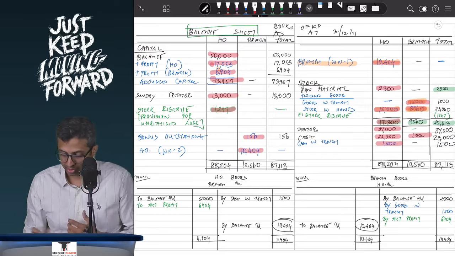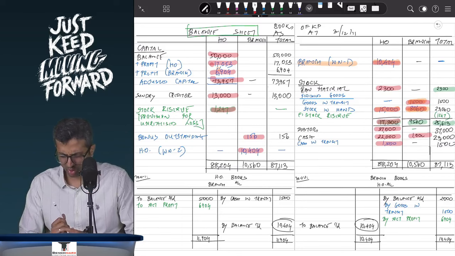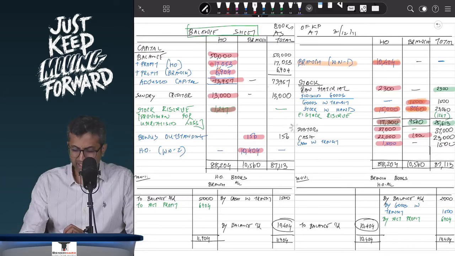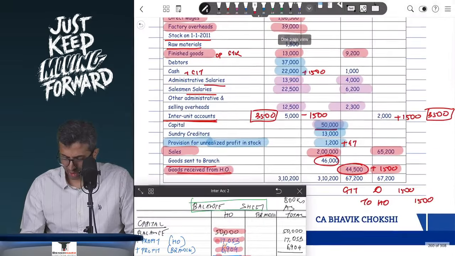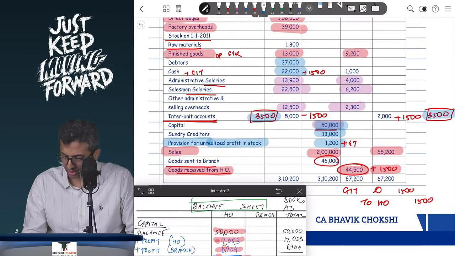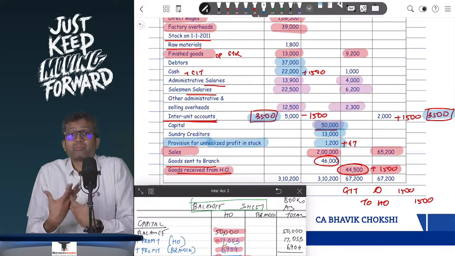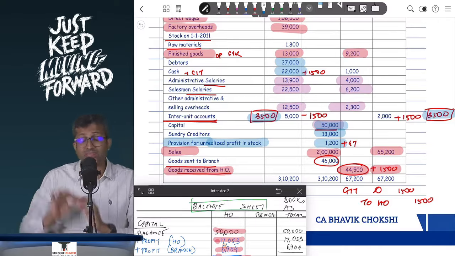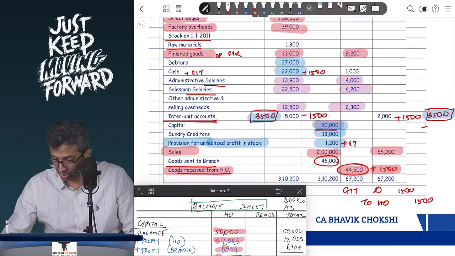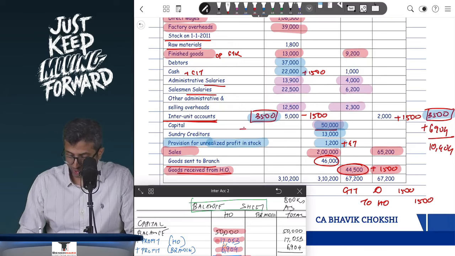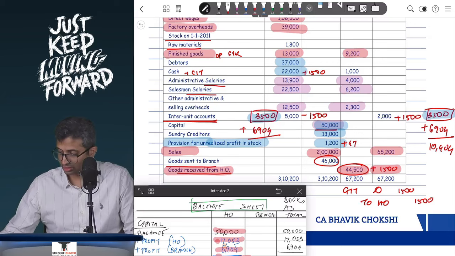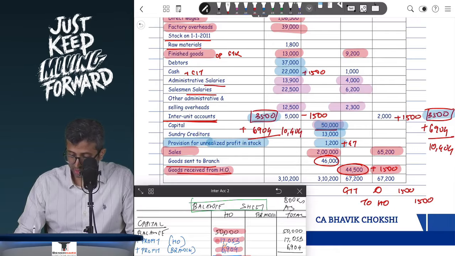Here, branch 10,404. Now, how is 10,404 coming? Ideally, we have calculated 3,000 if I'm not wrong. So ideally, your HO account and branch account is showing 3,500. However, can I say branch earned a profit of 6,904? That profit belongs to the HO, and hence the branch will say plus 6,904 of profit, and hence 3,500 plus 6,904 comes to around 10,404. HO will say that branch owes me 6,904. It is using my resources, and in this is the same thing. Can I say 10,404? This is how that is coming.